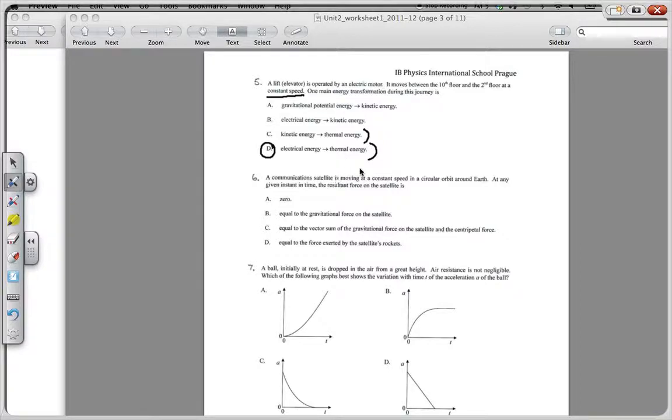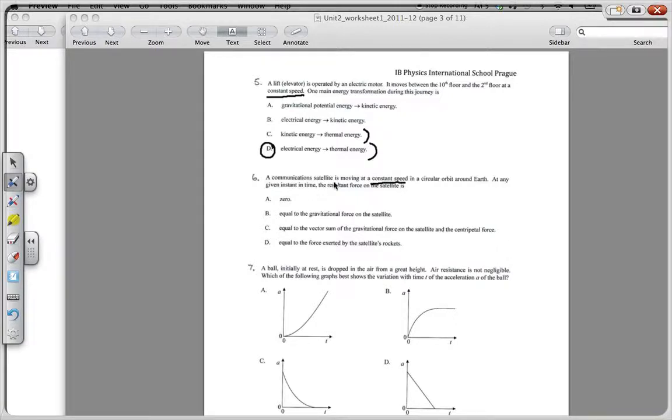Looking at 6, a communication satellite is moving at a constant speed. Note speed, which is not a vector, in a circular orbit around the Earth. At any given time, the resultant force on the satellite is... well, although it's got a constant speed, it doesn't have a constant velocity because that is changing.